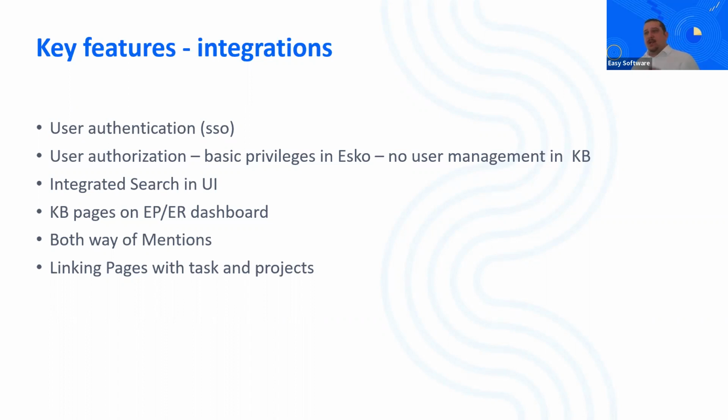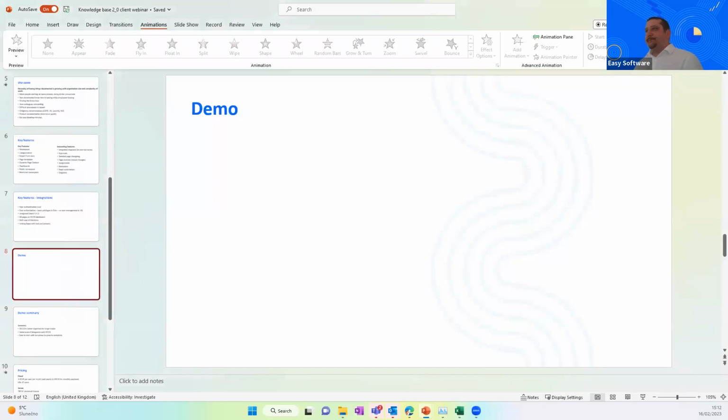We integrated the search. We allow mentions from both sides, and actually my favorite feature, which I'm going to show you, is how the pages of the articles are directly accessible or visible in Easy Redmine. All right, that's about this, and let's go to the demo.